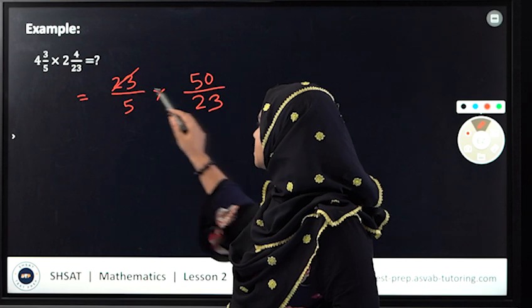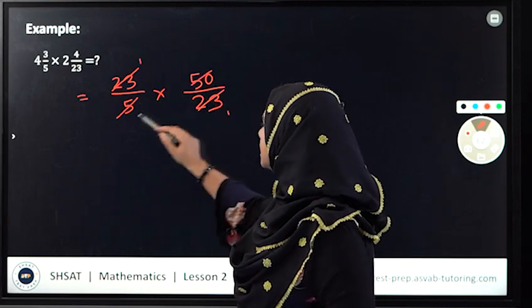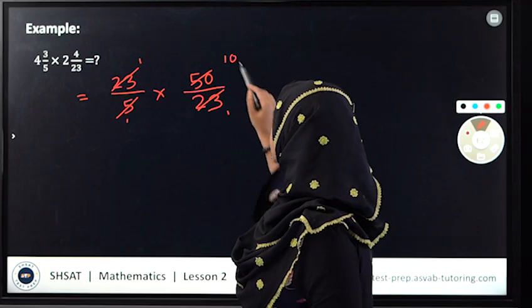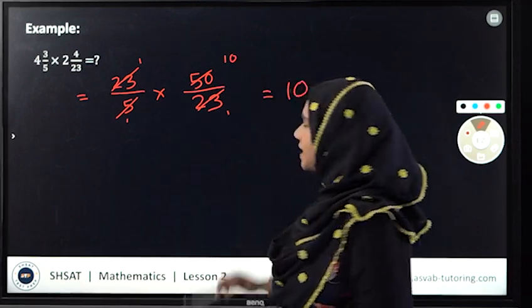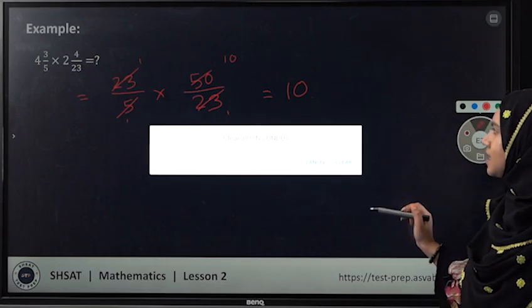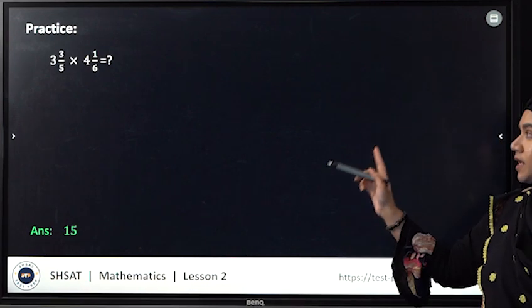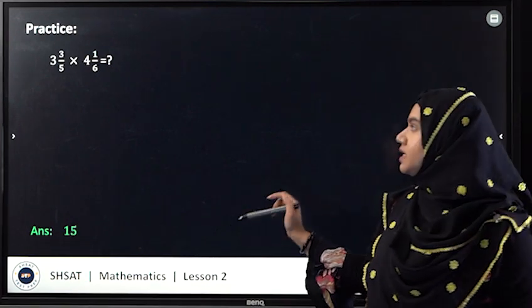We can simplify this 23 and 23. Just going to be 1 and 1. If you simplify this with this, it's 1 here, it's 10 here. So my final answer is a very easy 10. Okay? Let's look at any other question that we have. Yeah, we have one for practicing. Most definitely, I do hope that you do get a 15 right here.